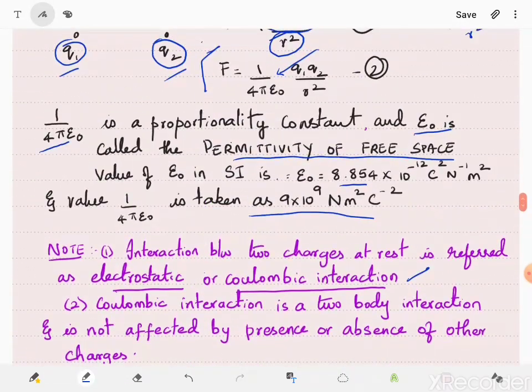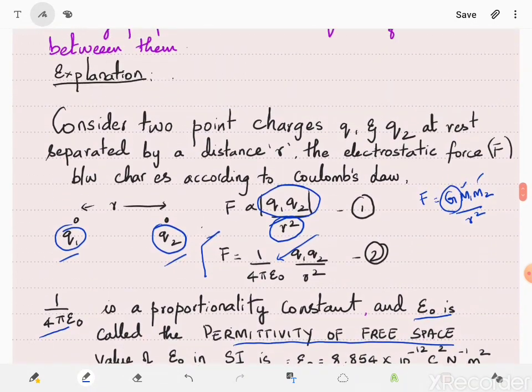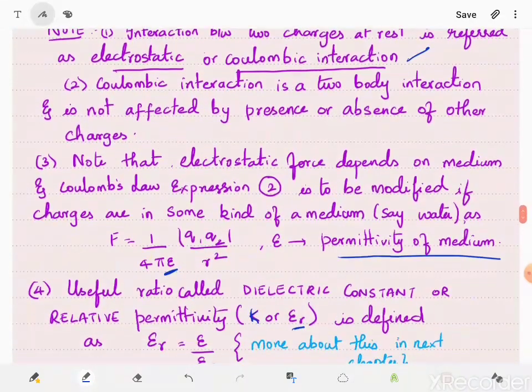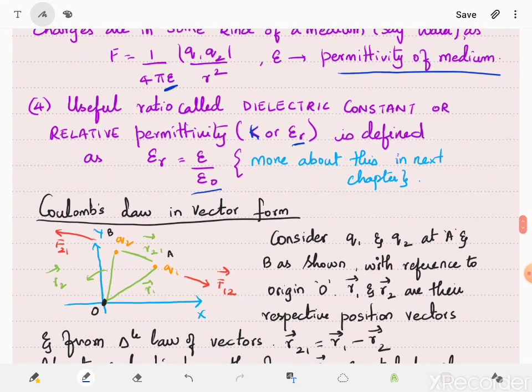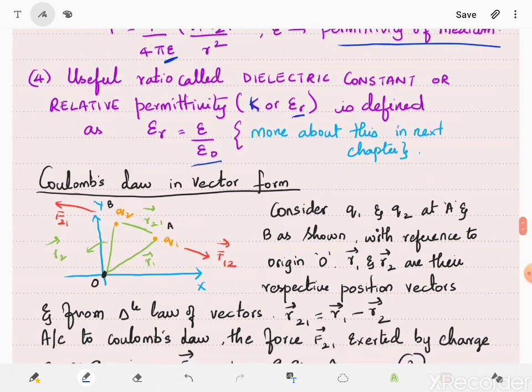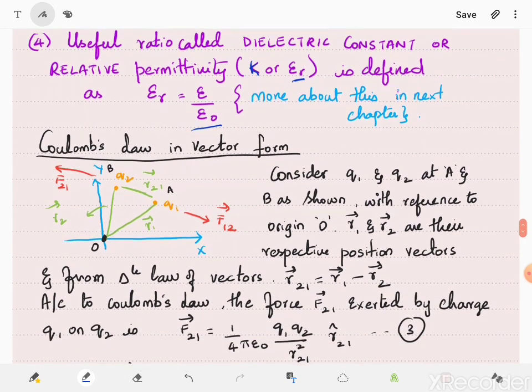Because the forces of interaction, and in general forces, are vectorial in nature, it is very important to discuss Coulomb's law in vector form. And this is a very important question from the point of view of your board exam, and it is usually asked for 3 marks. What have I taken here? I have taken two charges Q1 and Q2 at positions A and B with reference to some fixed origin O. Here R1 and R2 are two position vectors with respect to the coordinate system that I have chosen.